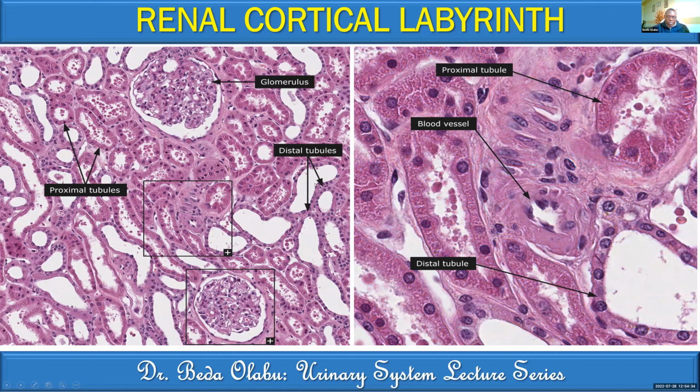We're able to see. Now look at the DCT. The walls are very clean with wider lumen, but the PCT like that, or like that, or like that, the walls are, the lumen are smaller and there are extensions into the lumen. So that's how we distinguish PCT and the DCT.